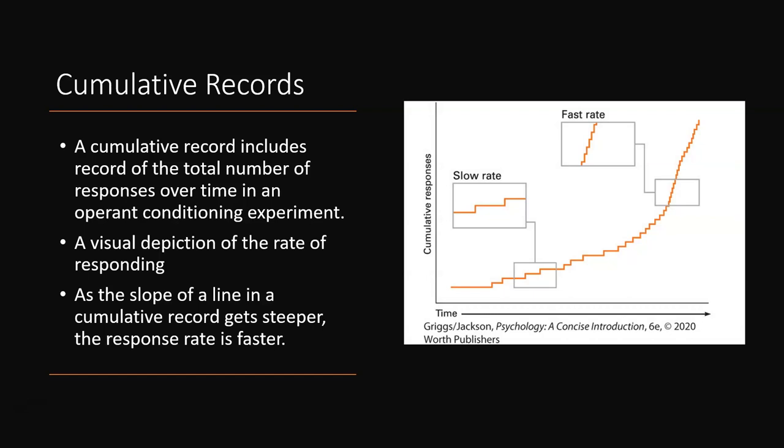So this is an image from your textbook of a cumulative record showing that the flatter the slope is, the slower the responding. As learning occurs, the response rate tends to be faster. So as the organism figures out the secret sauce to getting my reinforcement, it starts to respond more quickly over time. So one way of documenting learning through operant conditioning is by creating a cumulative record.